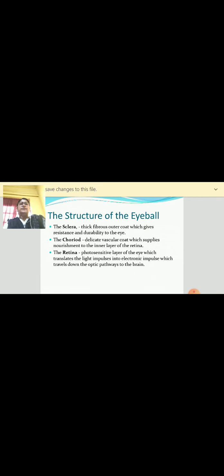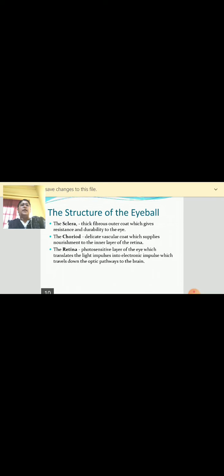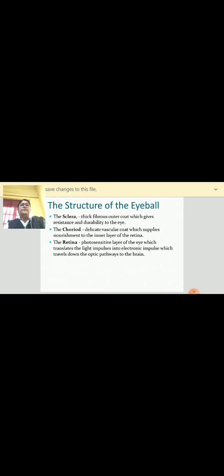Now, the structure of the eyeball has basically 3 tunics or coverings. The outer tunic is known as the sclera. The middle tunic is a vascular tunic. It is comprised of the choroid, and the inner tunic is the nervous tunic or retina. The retina is the photosensitive layer of the eye which translates the light impulses into electrical impulses which travel down the optic pathways to the brain.